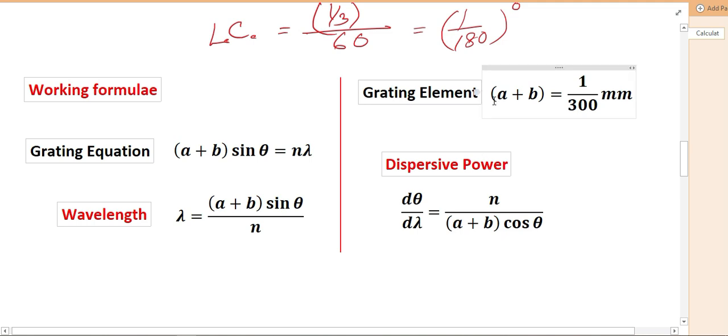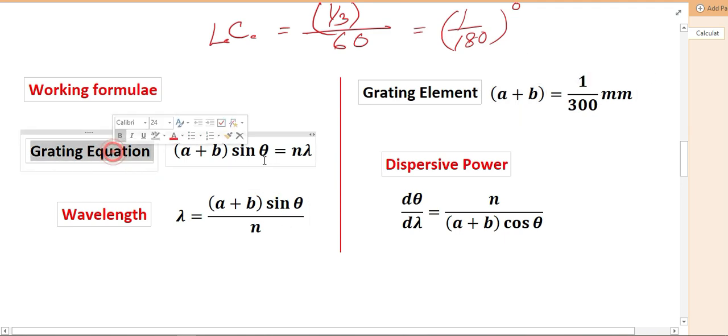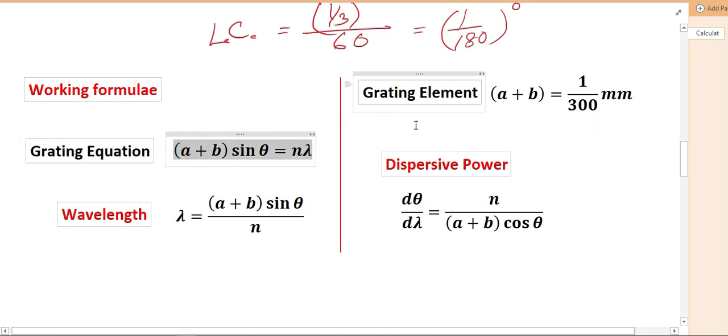A few videos back, I showed you for our diffraction grating, the grating element, which is A plus B, is 1 over 300 millimeter. The grating equation is this. And then in this experiment, we will be calculating the wavelength, which is derived from this grating equation given by this.